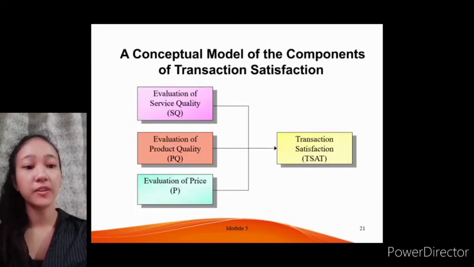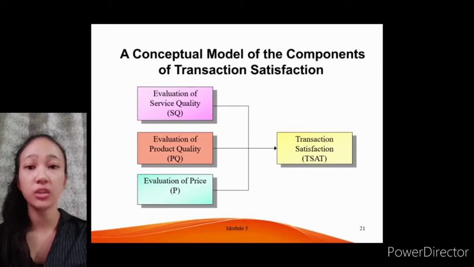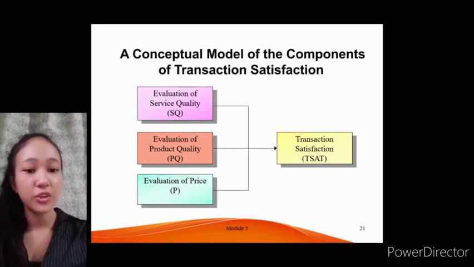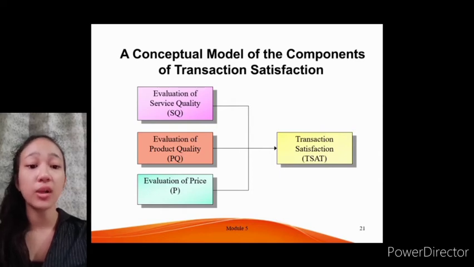A conceptual model of the components of transaction satisfaction. So the components of transaction satisfaction are evaluation of service quality, the SQ, evaluation of product quality, the PQ, and the evaluation of price, P. This model shows that the service quality, the product quality, as well as the price influence the transaction satisfaction, or TSAT. You have to make sure that your consumer is satisfied with your service and products by evaluating the expected service quality, the expected product quality, and the expected price of your customers in order for you to have a satisfactory transaction.